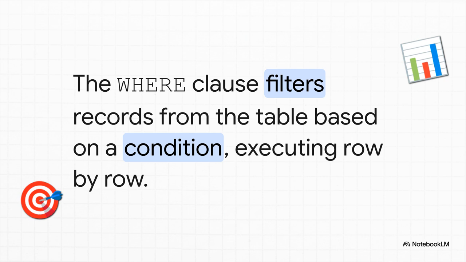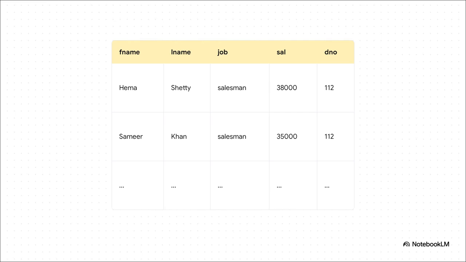So now our question becomes so much more specific. Show me everything, but only for the employees where their job title is salesman. And just like that, our huge list is filtered down to exactly what we wanted. We went from a massive data dump to a specific, actionable insight in a single line. This is what SQL is all about.